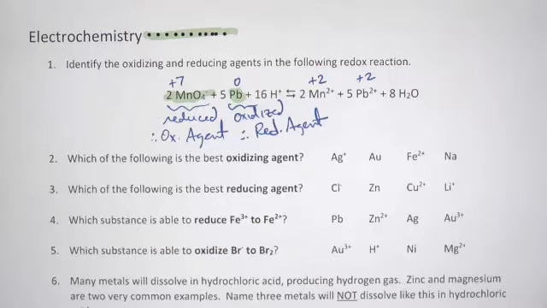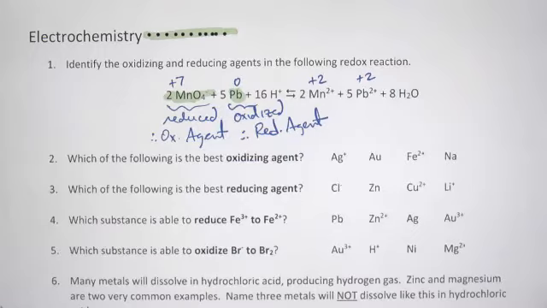Which of the following is the best oxidizing agent? So you should say to yourself, the best oxidizing agent. Well, oxidizing agents get reduced. So I want the one that is most likely to be reduced, most easily reduced. That would be the best oxidizing agent. If it's most easily reduced, it would have the highest reduction potential.